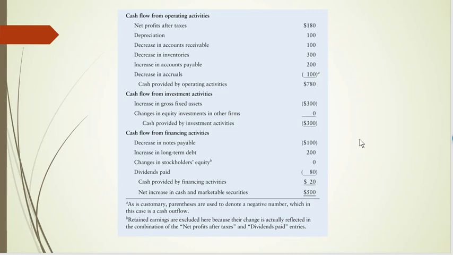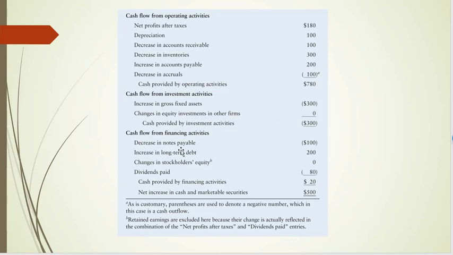Now I'm not ultimately that concerned with us understanding how to create this statement. That is an accounting responsibility. But we do understand what the numbers are telling us. Cash flow from investment is a negative $300 because we bought plant and equipment, right? We didn't sell more than we bought, so it's a negative number.